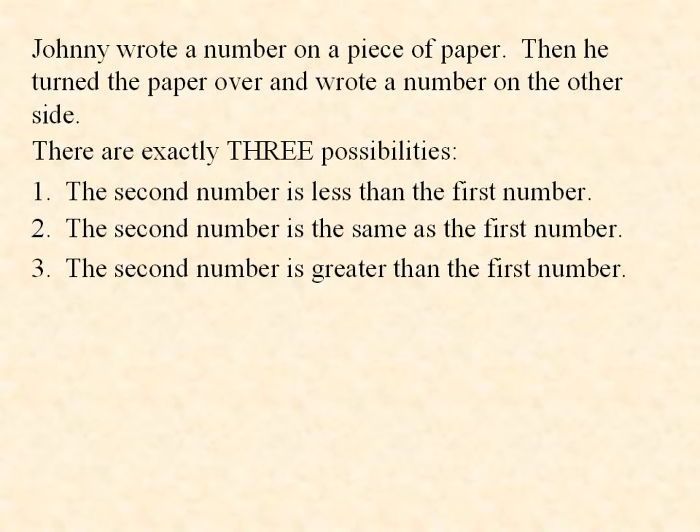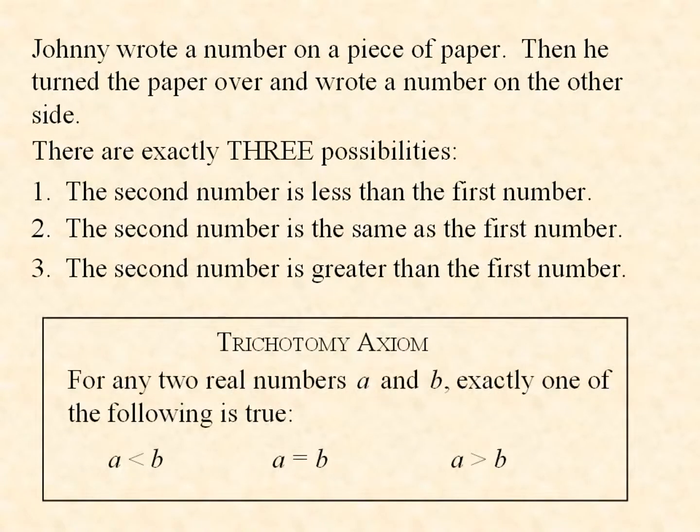This rather obvious situation is called the trichotomy axiom. For any 2 real numbers, a and b, exactly one of the following is true. Either a is less than b, or a is equal to b, or a is greater than b.